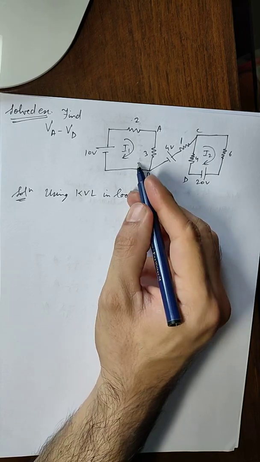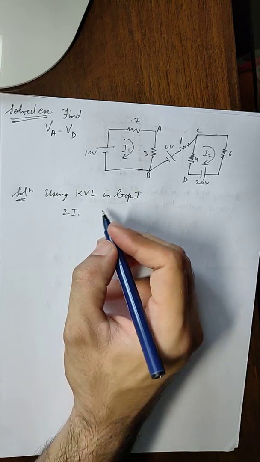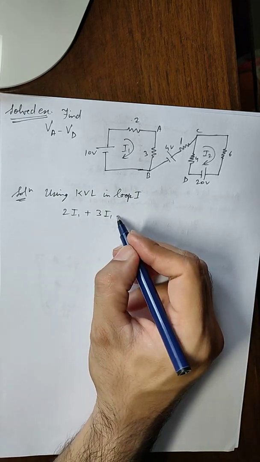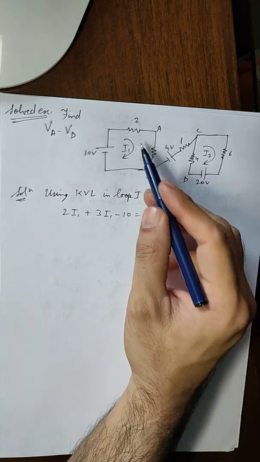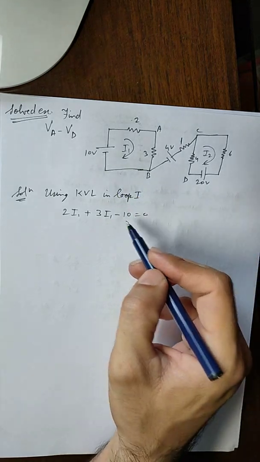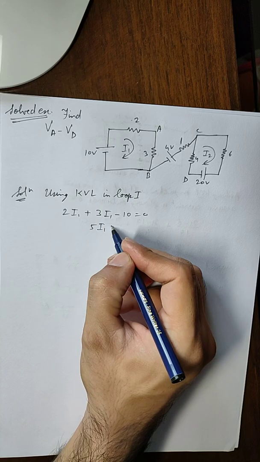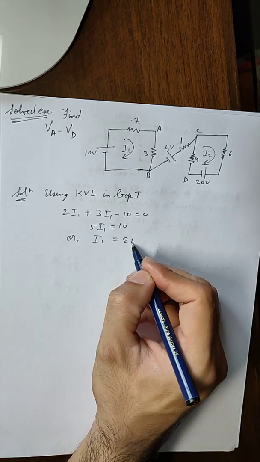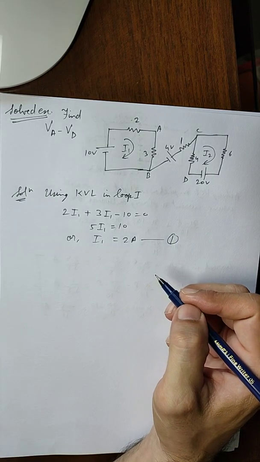in first loop, in this loop, we can write the equation as 2I1 plus 3I1 minus 10 equal to 0. Because we are entering the negative terminal, so minus 10, and equal to 0. So it will be 5I1 equals 10, or we can write that I1 equals 2 amperes. So this will be our first equation.